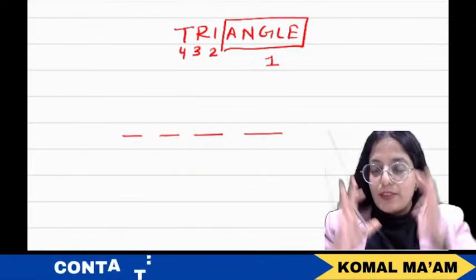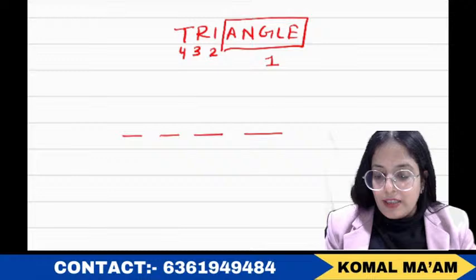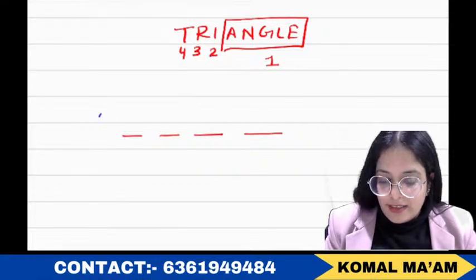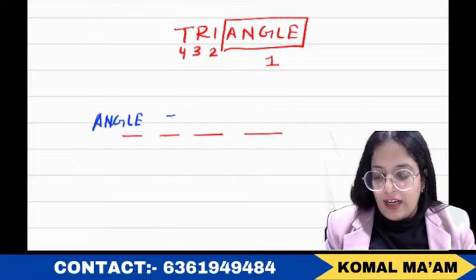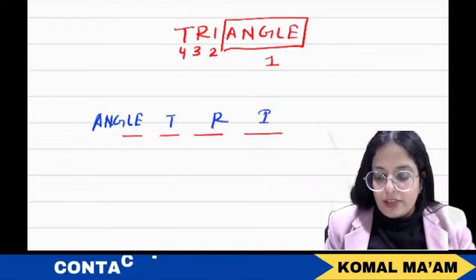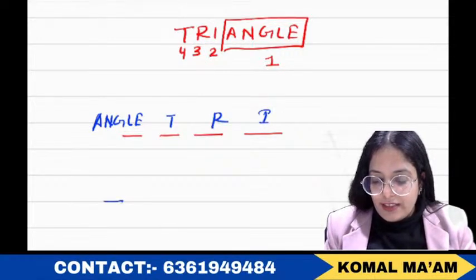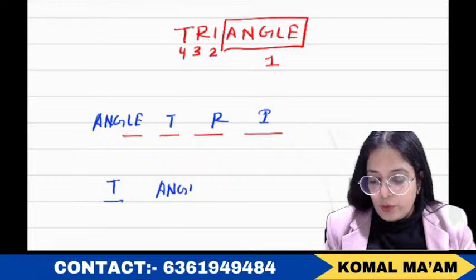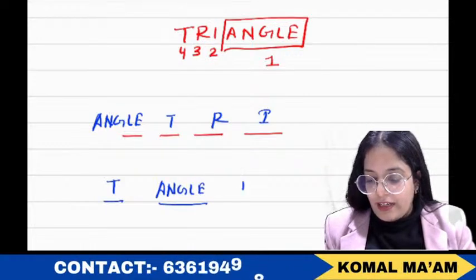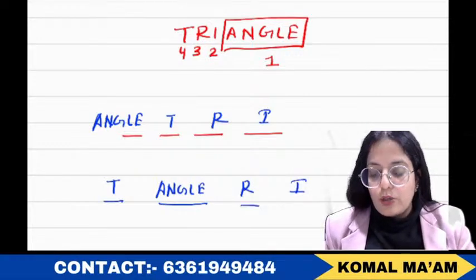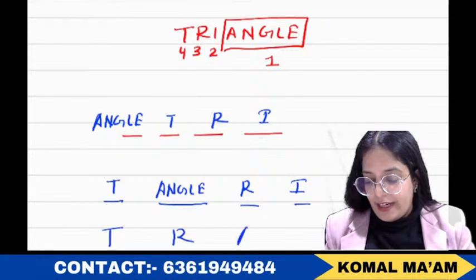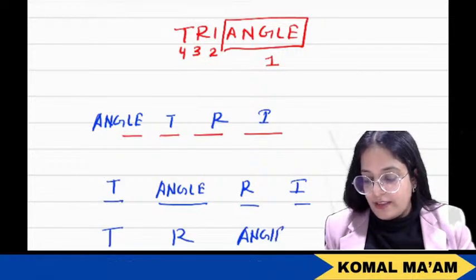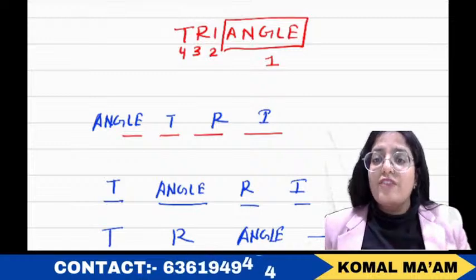Now imagine what could happen. One case could be like this, that angle is sitting on the first place and T, R, I. One case could be like this, that T is sitting here, angle would be on the second place, and R, I as it is. One case can be like this, T, R here and angle sitting here. So in this way we have a number of cases.